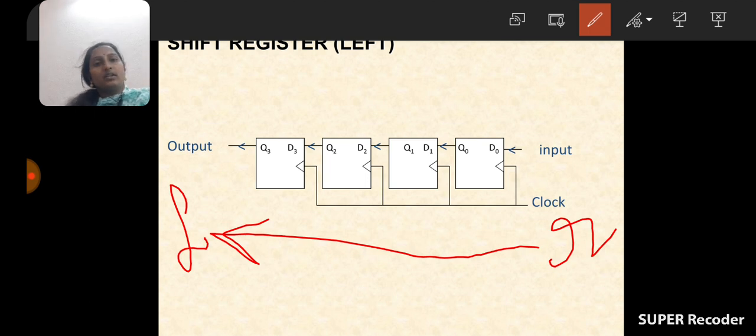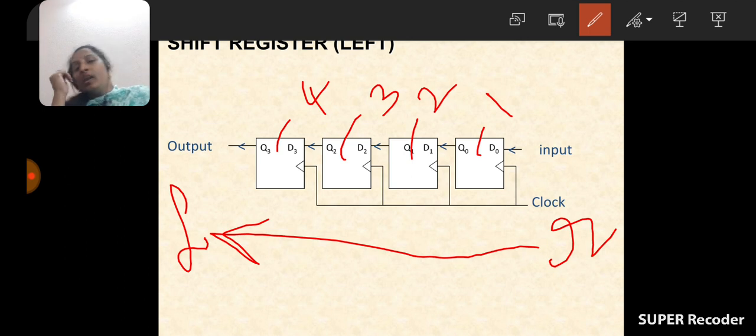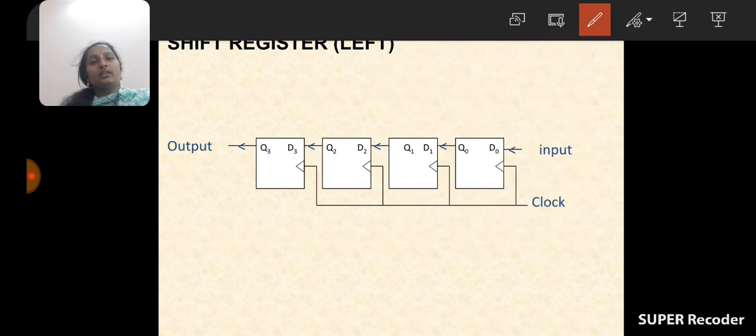here it consists of 4 flip-flops. How many flip-flops are there in the construction? 4 flip-flops are there. And the direction of data movement is from right to left. The data must be moved from right side to left side. See here. And in the construction, which kinds of flip-flops are used? D flip-flops are used. See here, how many inputs are there for each and every flip-flop?